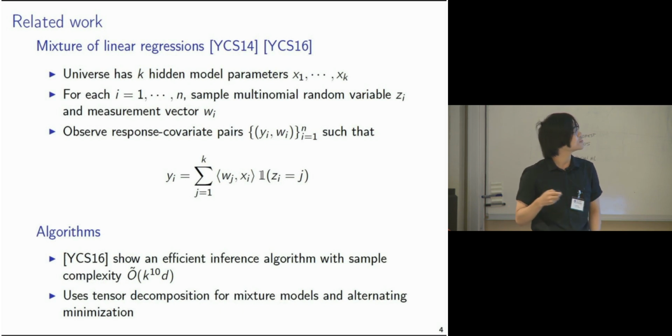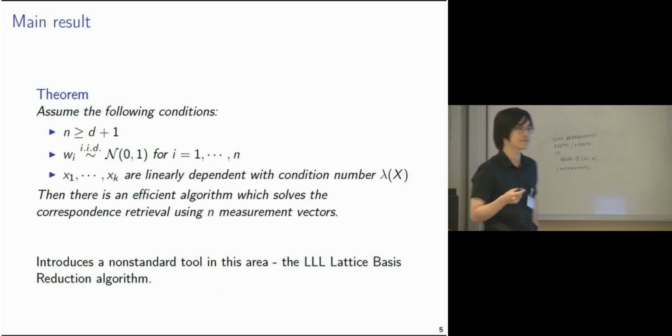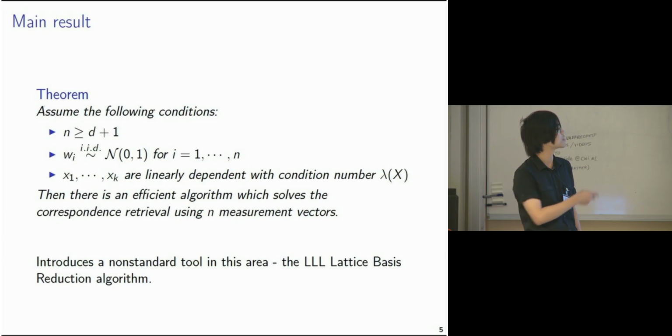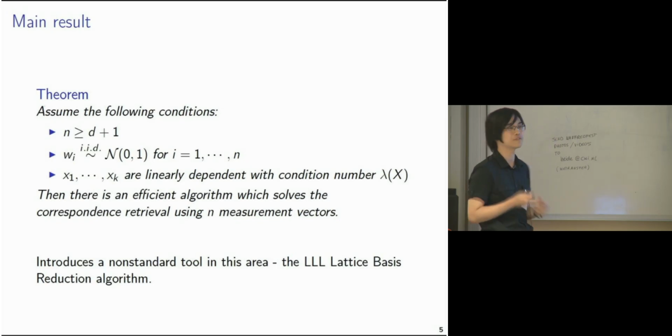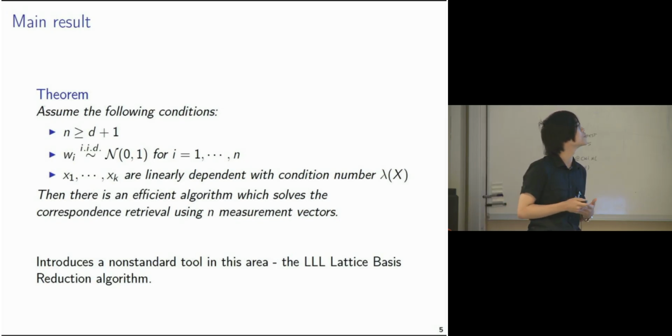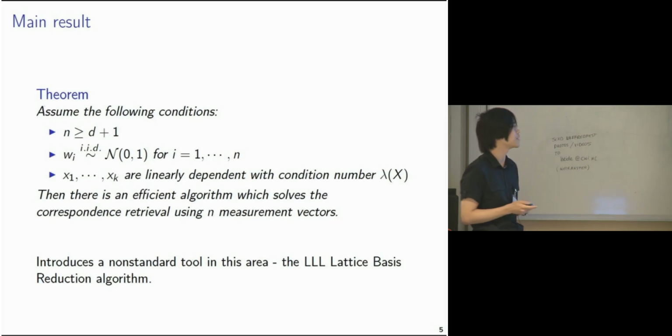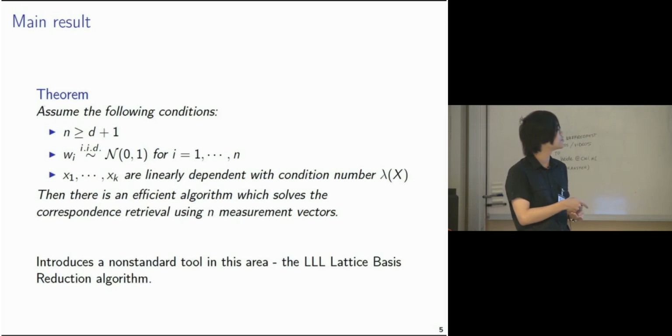And so our main result is that in this variant of the mixture model, you can obtain optimal sample complexity. So under standard assumptions of what measurement vectors are drawn from, we only need d plus 1 measurement vectors to fully identify each of the hidden vectors. And the second contribution is that our solution introduces a fairly non-standard technique to solve this in the machine learning area. So we use the lattice basis reduction in order to identify the correspondences from an optimal number of samples. Okay, so this is our main result.